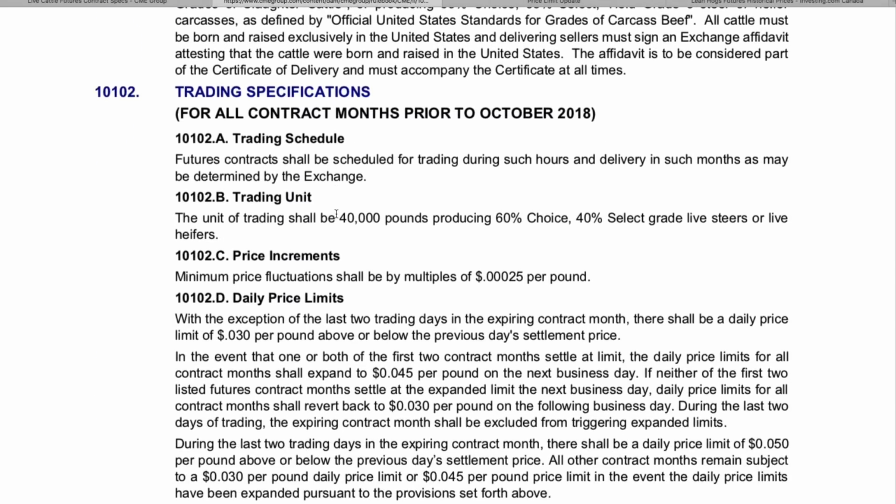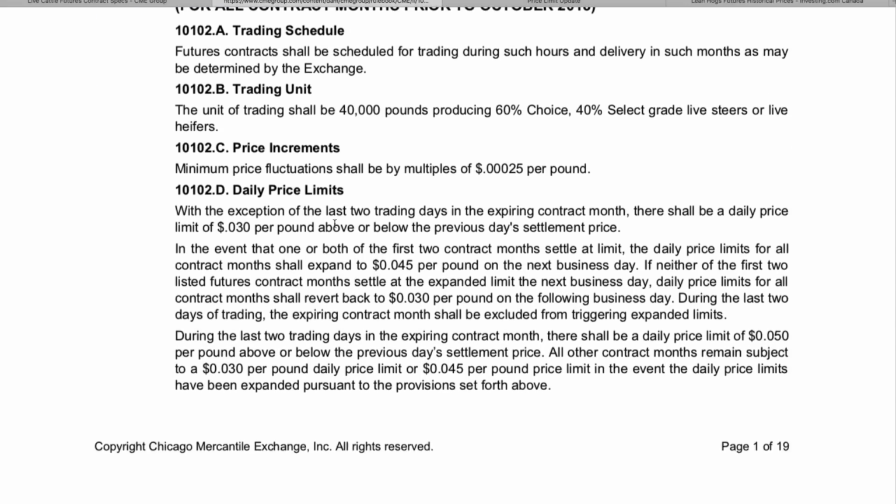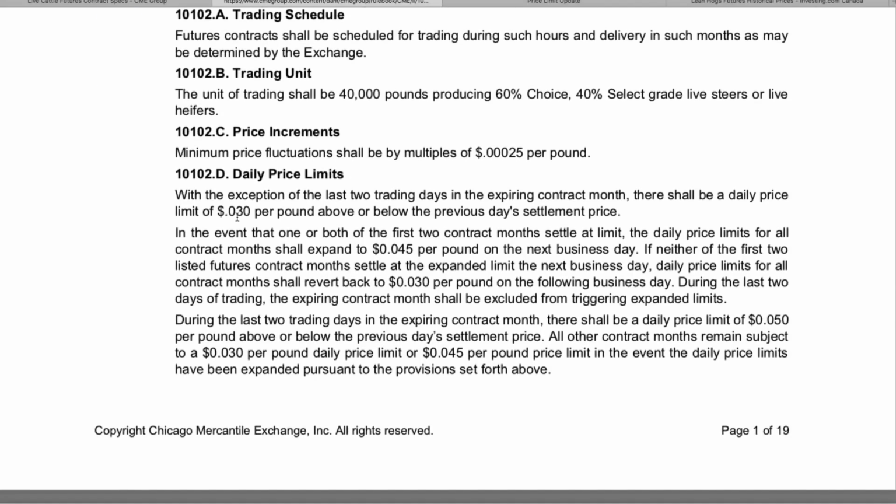Trading specifications, trading units, price increments, daily price limits, that's important to know as well. We see that it's 3 cents per pound above or below the previous day's settlement. That means it'll be either limit up or limit down. So if today we close at 116 cents and news comes out that there's going to be a shortage of beef into the future, then tomorrow we would expect the price to be higher. The highest it can go is $1.19, and then it's referred to as limit up.